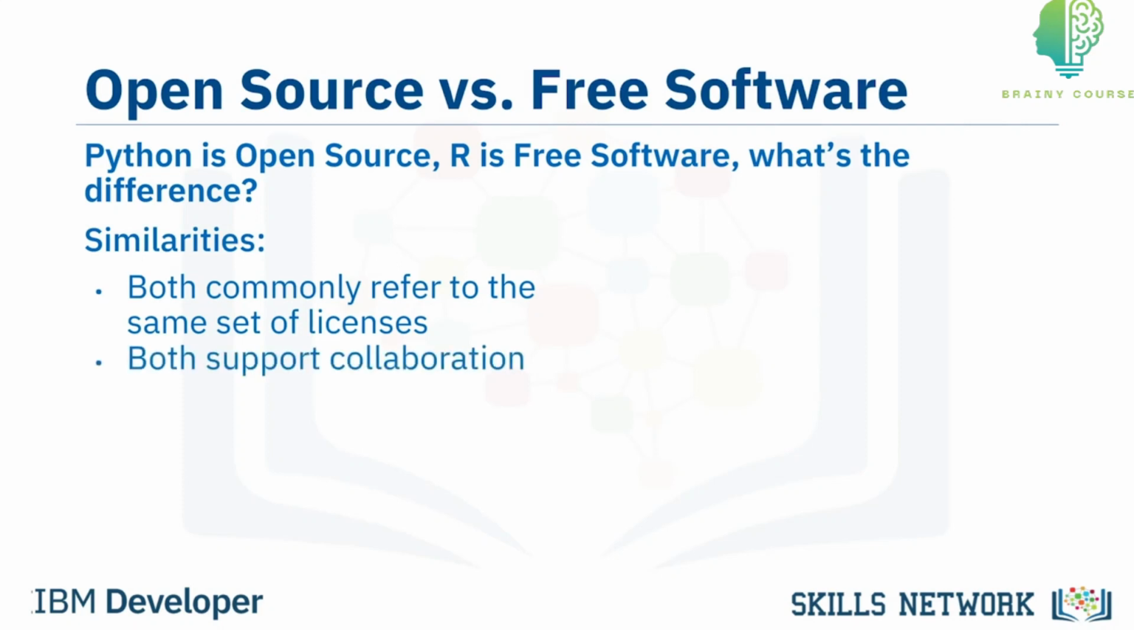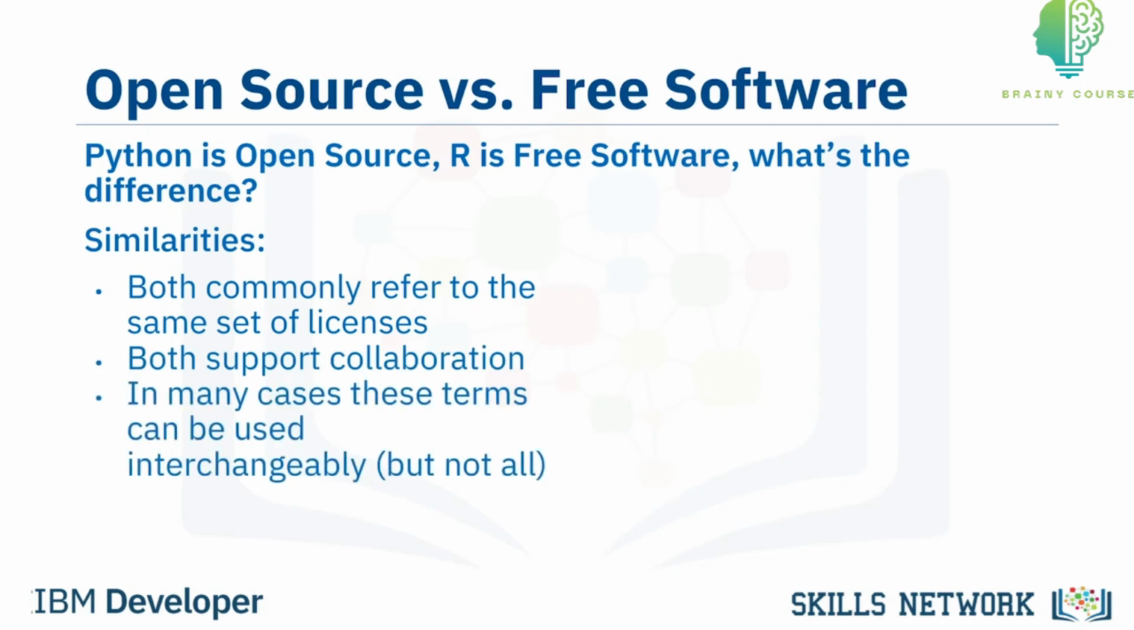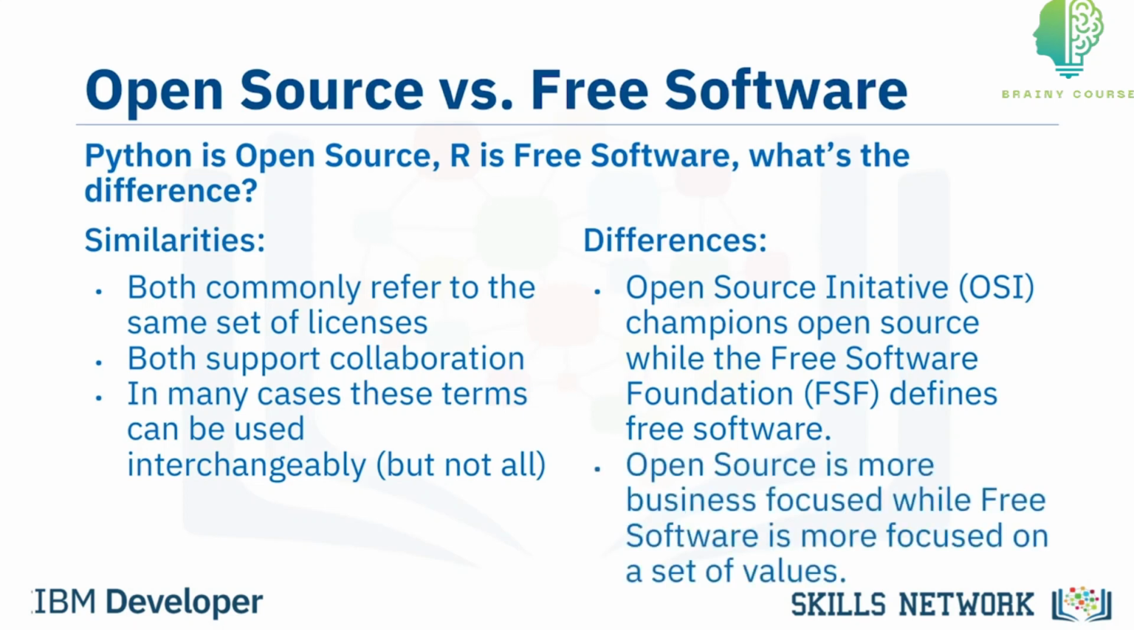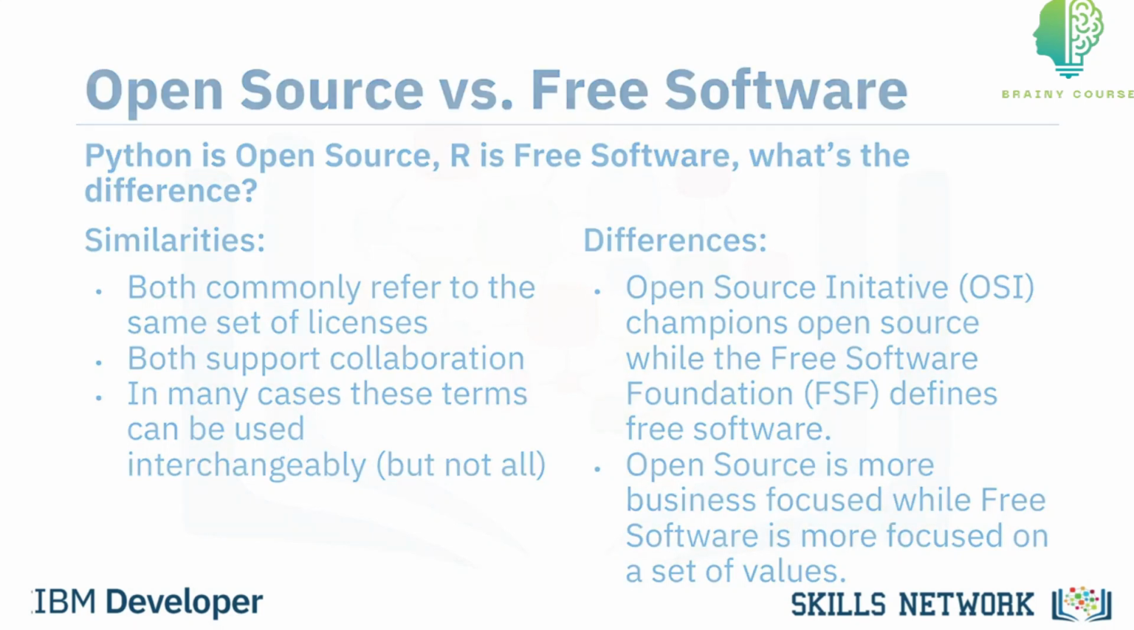Both open source and free software support collaboration. In many cases, but not all, these terms can be used interchangeably. The Open Source Initiative, OSI, champions open source, while the Free Software Foundation, FSF, defines free software. Open source is more business-focused, while free software is more focused on a set of values.